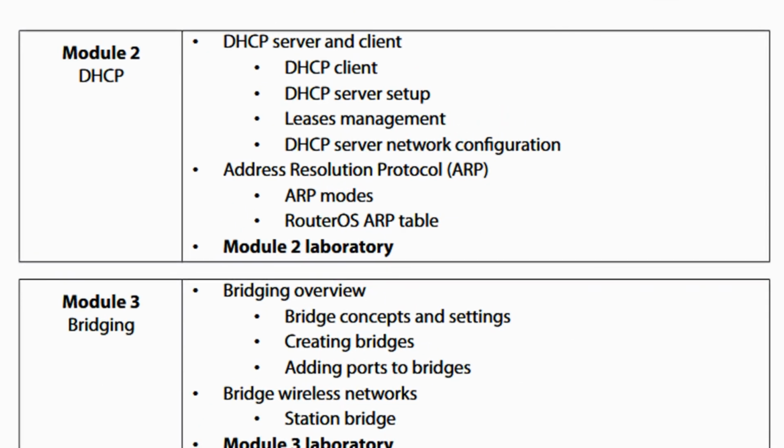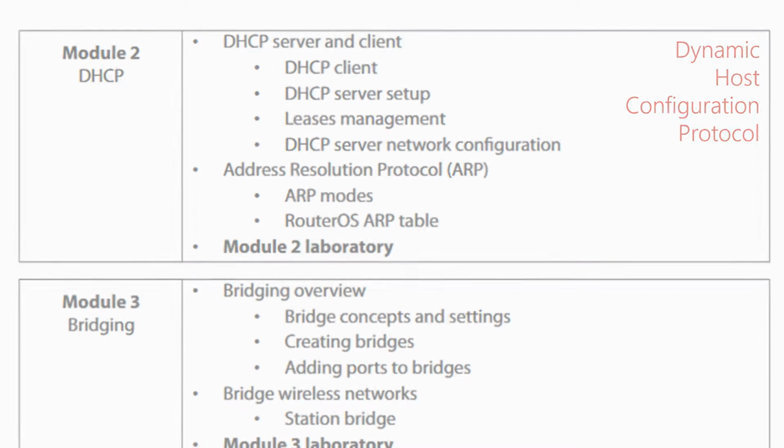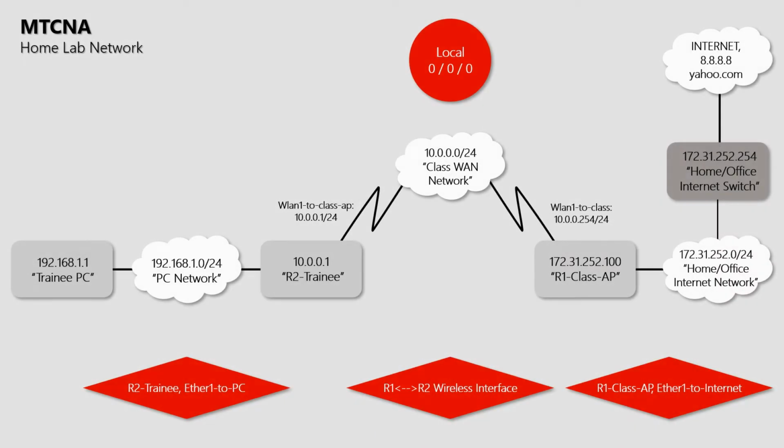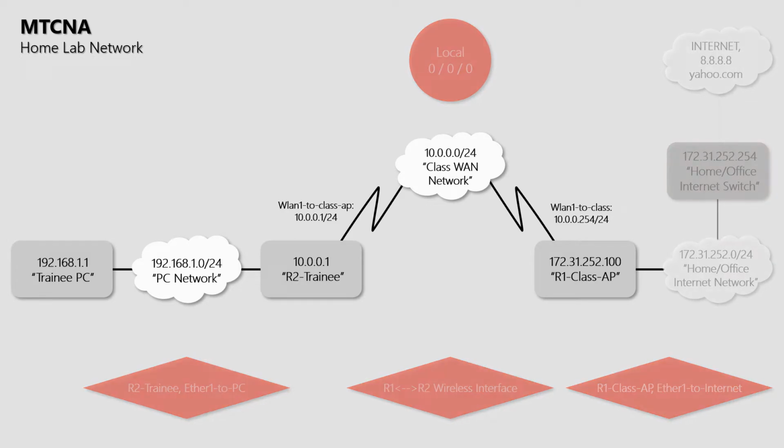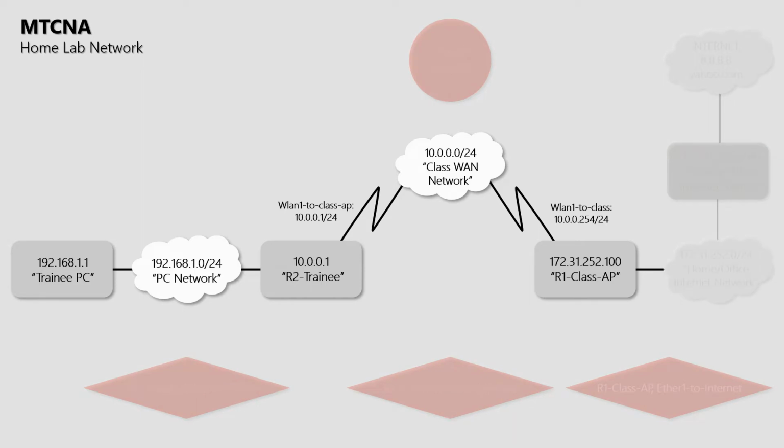As we previously saw in the MTCNA course outline on MikroTik's website, Module 2 of this program is about DHCP, which stands for Dynamic Host Configuration Protocol. If you remember, in episodes 6 to 9, when we were first setting up our home lab, we would manually set up static IP addresses to establish the connections in our network. That manual process works when you only have a few hosts. But when creating much larger networks, you need the DHCP server and client function to set up your network.